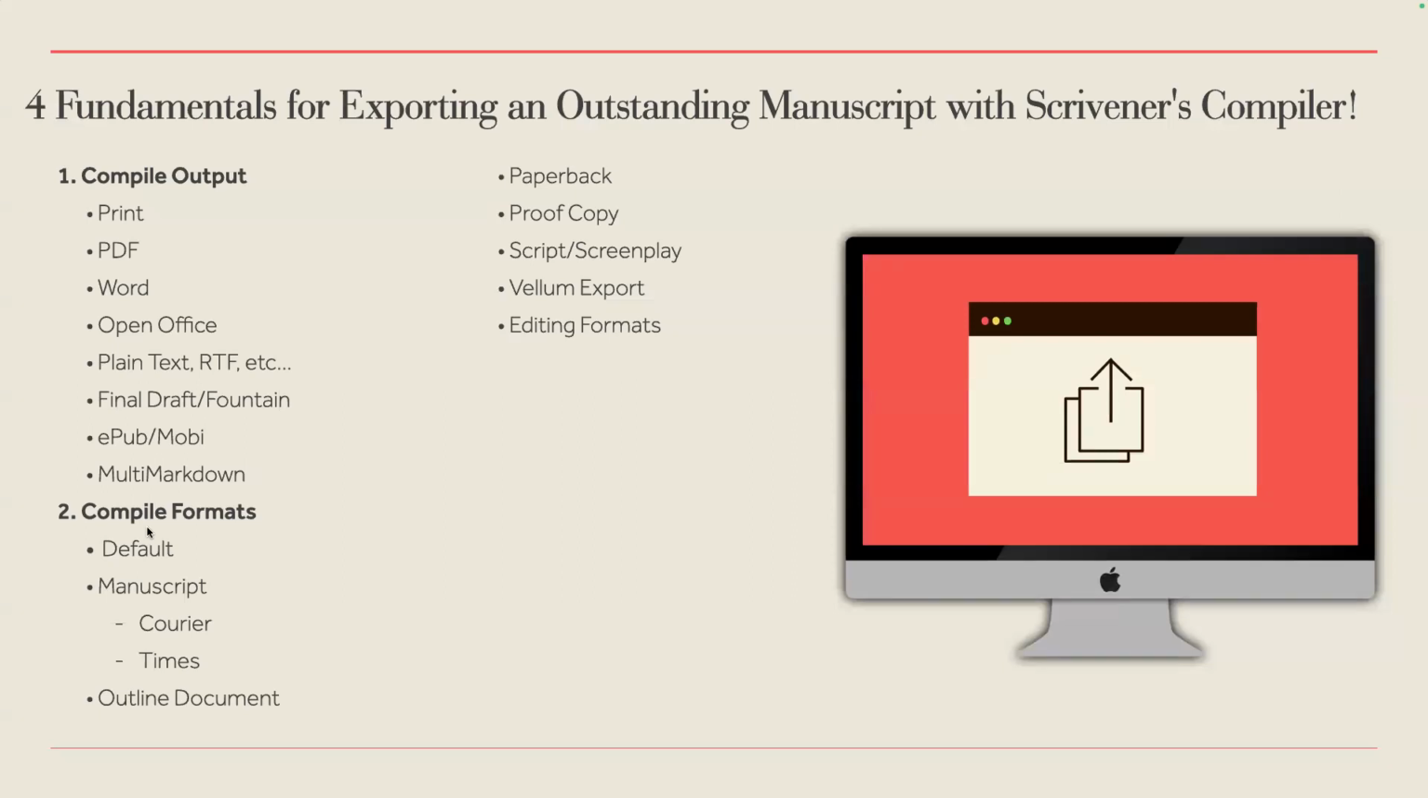Then we have a manuscript format, which changes it into the ideal manuscript that you might send to a publisher, an editor, or an agent, and we can have that available in Courier or Times. We have an outline document that allows you to print out the actual outline that you have in your index cards from the corkboard, or the synopses from our inspector. We also have a paperback option, a proof copy option, maybe if you're sharing with your friends or peers, and script and screenplay, if you're writing a script or screenplay. We also support an export to Vellum. If you know what that is, we might talk about that a little later if we have time. And then we can also edit these formats and make our own. Typically, I'll start with an existing format and then make it my own.